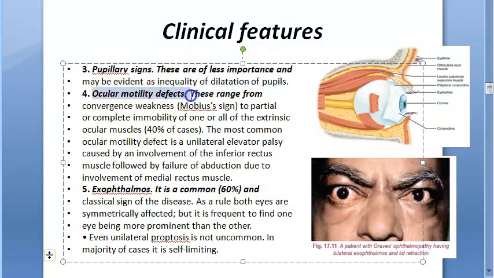Ocular motility defects, he cannot move the eyes properly because extraocular muscles are involved, right? Exophthalmos, yes, that proptosis because of thyroid eye disease. So it looks like the eyes are popping out, right? It looks like the person is staring because of all this lid retraction. Guys, unilateral proptosis is also possible.